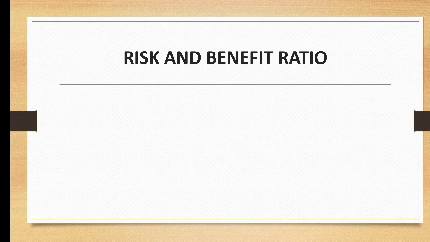The last thing that you should know in the introduction part is the risk and benefit ratio. We know drugs are used for the treatment of diseases. But before consuming any drug, or any doctor before prescribing any drug, he should know the risk and benefit ratio of that particular drug. If risk is more than benefit, then it would be foolish to consume such a drug. But if benefit is more than risk, then it is better to consume that drug.